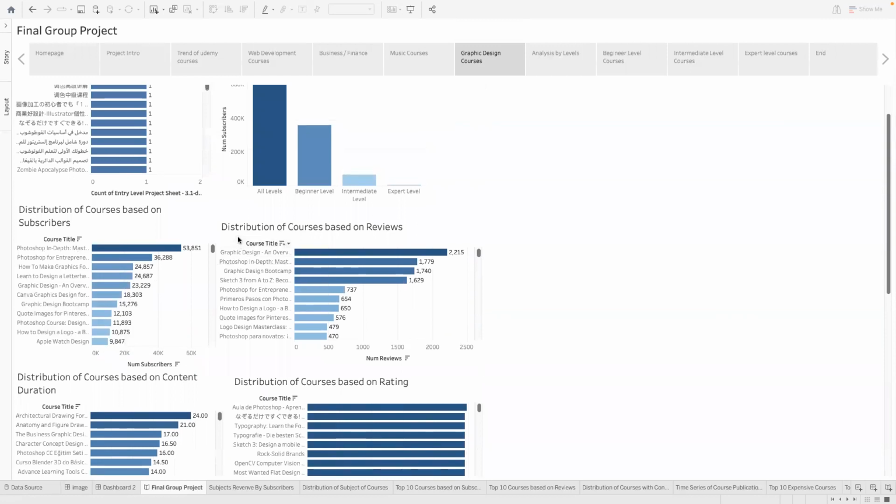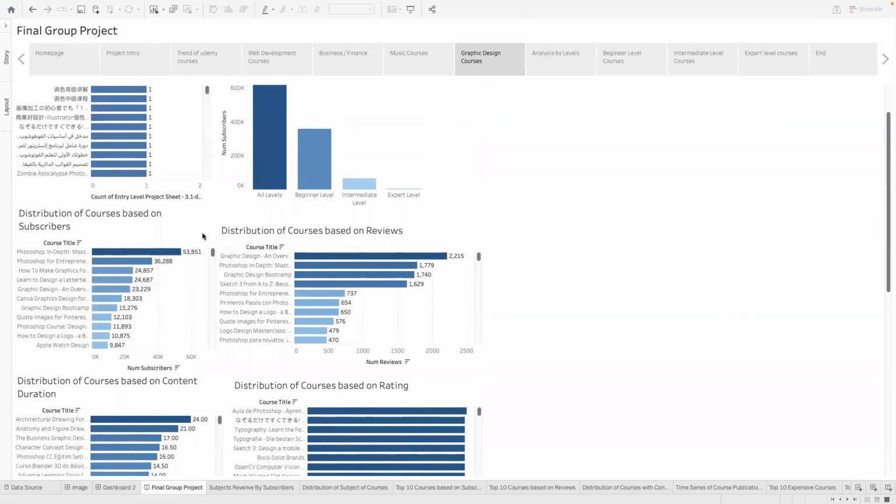In the third graph, a bar graph, we can see the distribution of courses based on subscribers. Most subscribers are in the Photoshop course. On the right, we can see the distribution of courses based on reviews. The graphic designing course has the most reviews, 2,215.